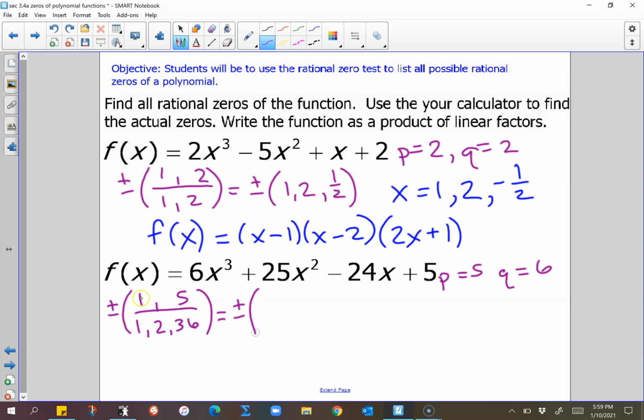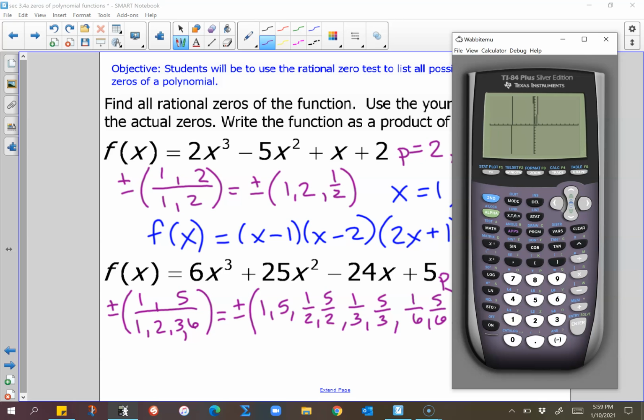So plus or minus, I'm going to do 1 and 5 over 1. So that's 1 comma 5. I'm going to do 1 and 5 over 2. 1 and 5 over 3, and then 1 and 5 over 6. So I got lots of options here, and a lot of them are fractions.